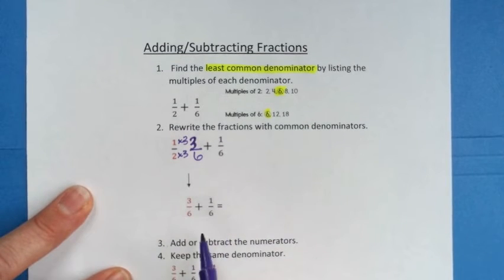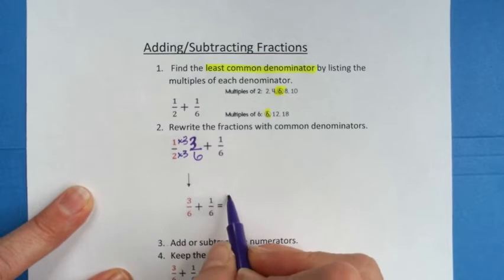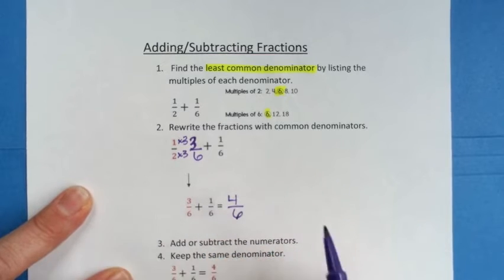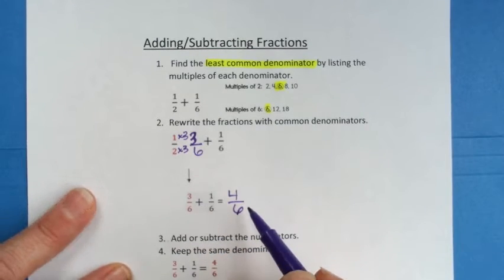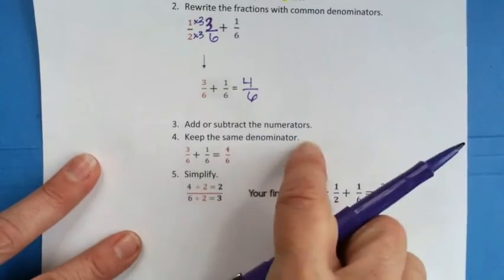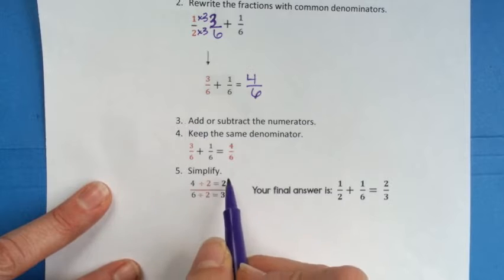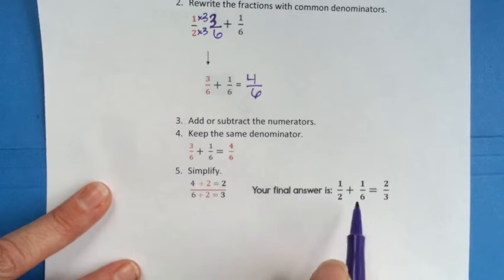So then I'm ready to add or subtract the numerators. 3 plus 1 is 4 sixths. So this tells me how many pieces of pie I have, 4 of the 6 pieces of pie. So last step then, keep the same denominator and simplify. So we would, again, divide both by 2 to get 2/3. So your final answer of 1/2 plus 1/6 is 2/3.